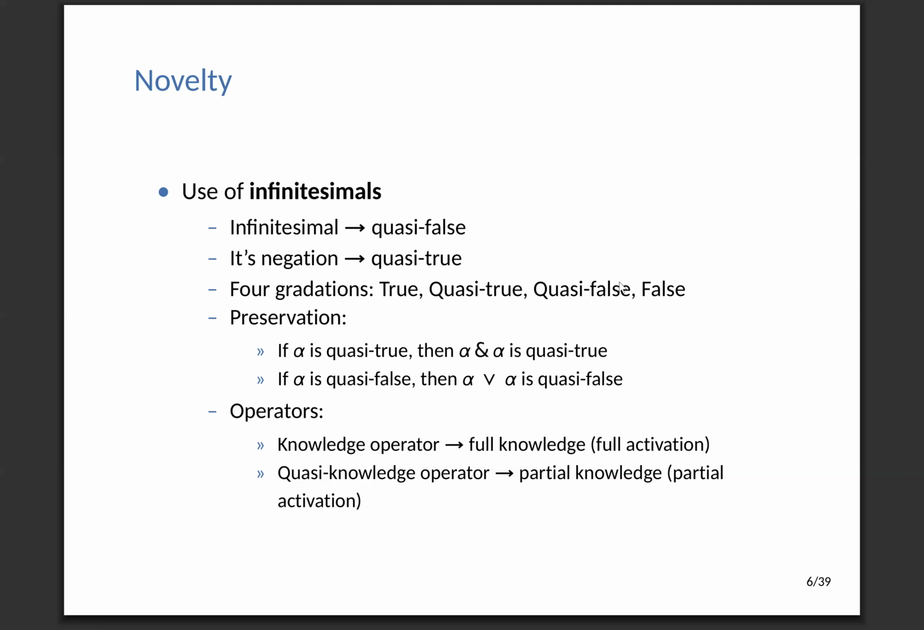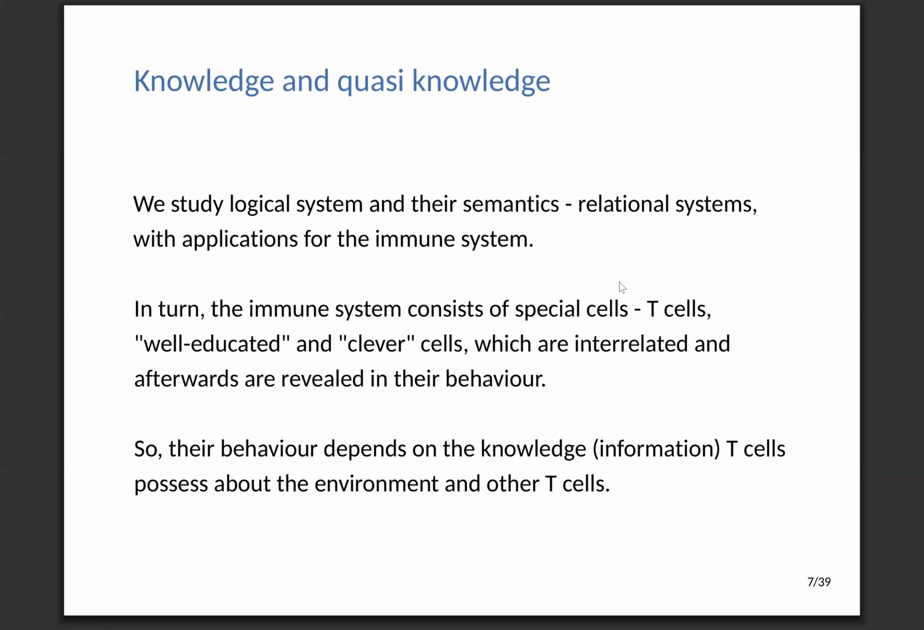And as the knowledge operator, we have two interpretations of this knowledge operator. We have the full knowledge, or it can be interpreted as full activation, depending on the context. Or we have the now additional quasi-knowledge operator, which will model the partial knowledge or partial activation, or quasi-activation, as we call it. So how do we approach this system?